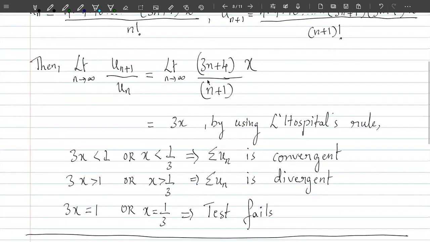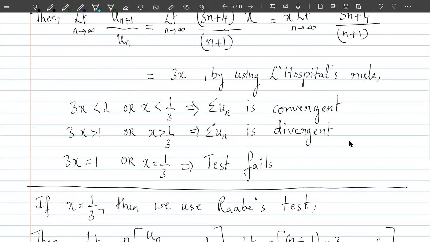Now here again you can use L'Hopital's rule. So when you use that, this x will come out here. x into limit n tending to infinity 3n plus 4 divided by n plus 1. So if you differentiate this numerator and this denominator, I get 3 here and here I get 1. So I get x into 3. So the value of this term becomes 3x.